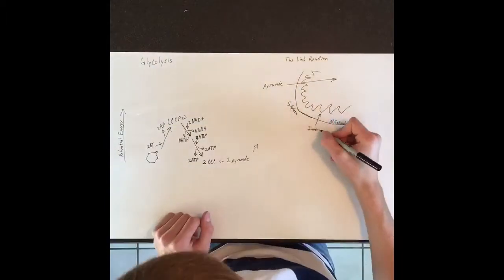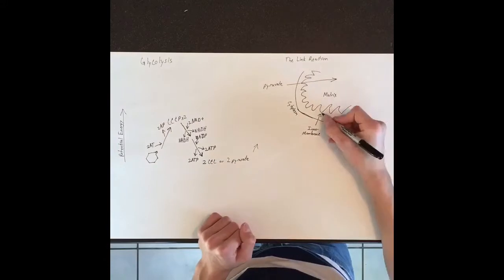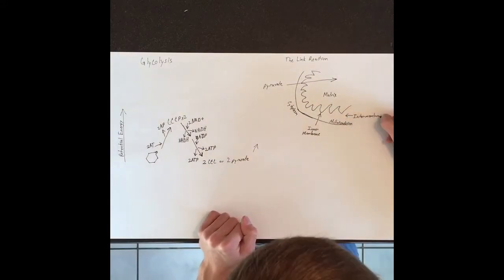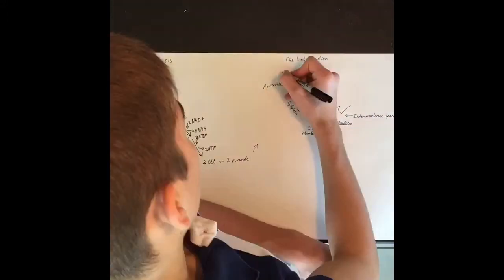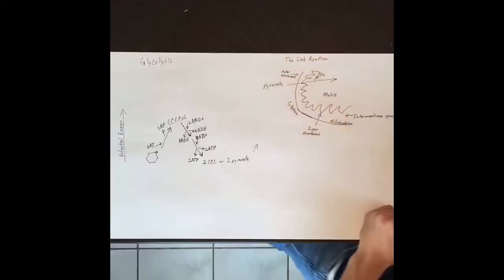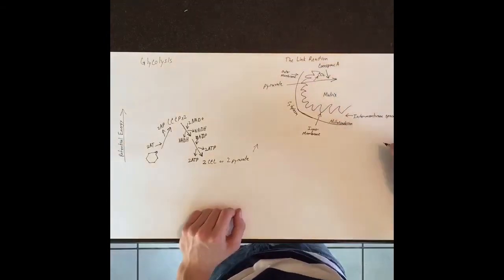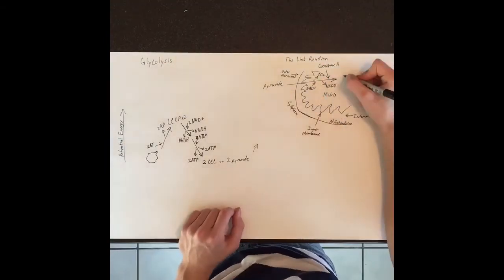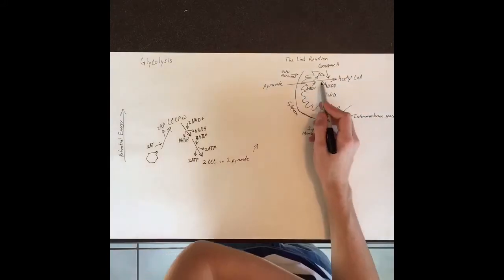mitochondrion. CO2 is released, NAD+ is added, and NADH is released from that. Coenzyme A is added to make acetyl-CoA.